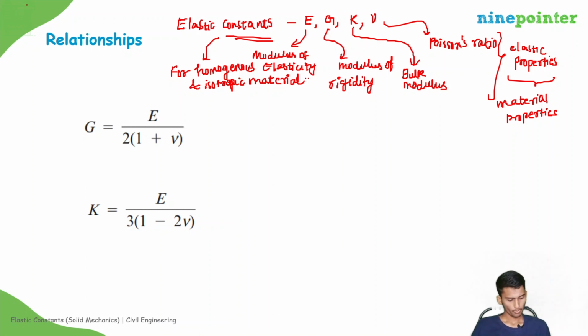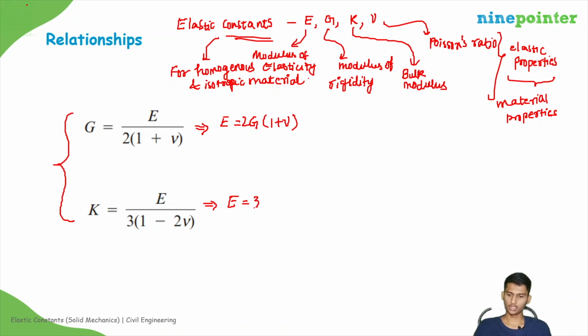Okay. So do we have a relationship between these four elastic properties? Yes, there is a relationship among these four elastic properties. Actually, there are two independent relationships. One is G is equals to E by 2 into 1 plus nu. That can also be written as E is equals to 2G into 1 plus nu. And the other is E is equals to 3K into 1 minus 2 nu.